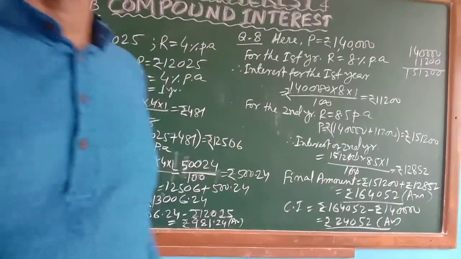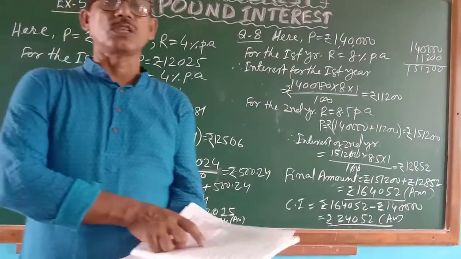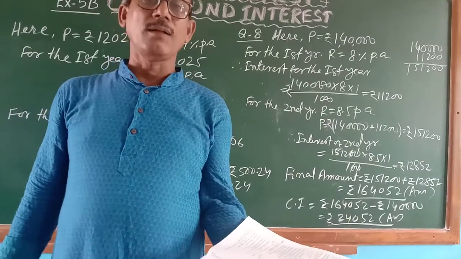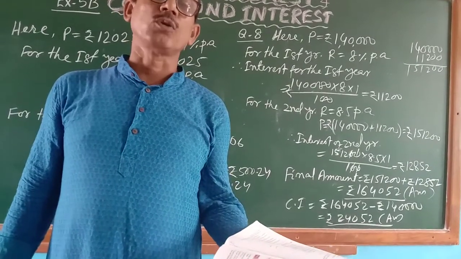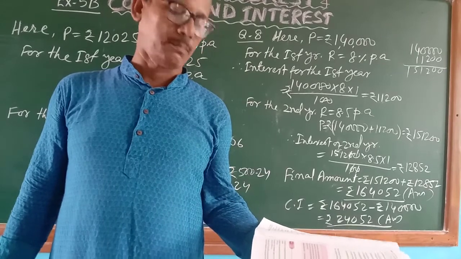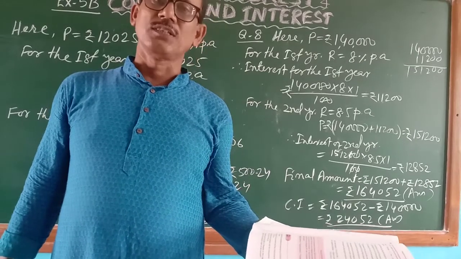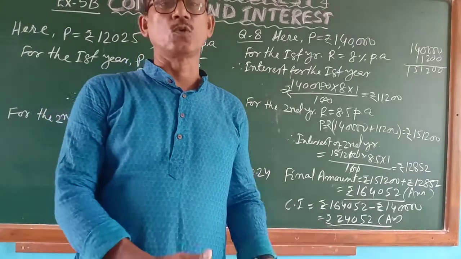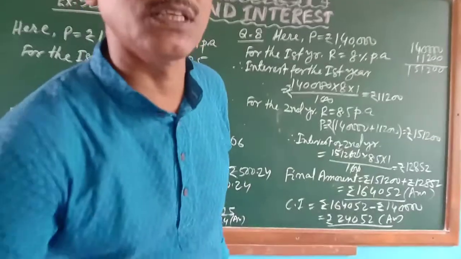Students, let us check some of the sums from your exercise. I have taken question number 4. Question number 4: a bank has lent rupees 12,025 to Rakesh at the compound rate of 4% per annum for 2 years. How much does he have to pay as interest? That is what is asked.